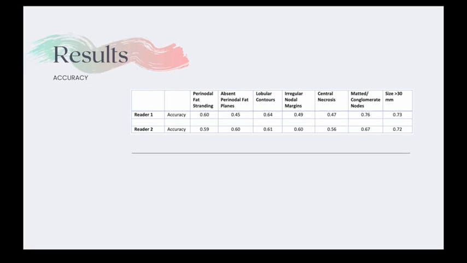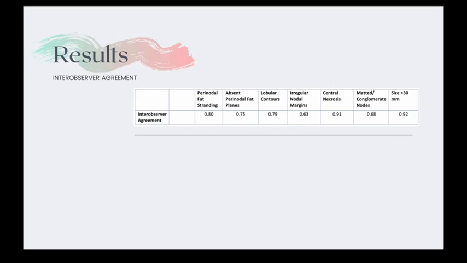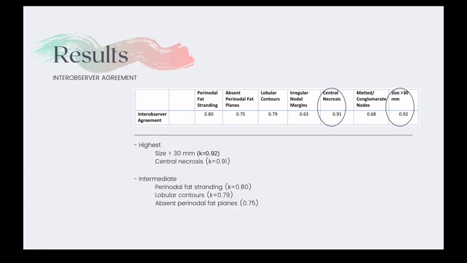Next, accuracy for the 7 features was found to be variably low, ranging from 0.45 to 0.76. Finally, inter-observer agreement was found to be variable. It was highest for size greater than 30 mm and central necrosis, intermediate for perinodal fat stranding, lobular contours, and absent perinodal fat planes, and lower for matted conglomerate nodes and irregular nodal margins.